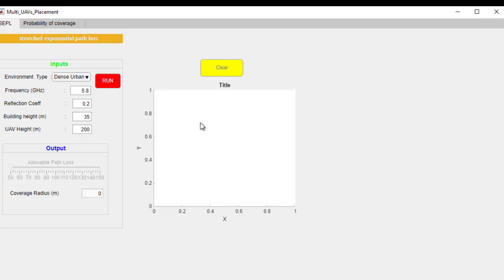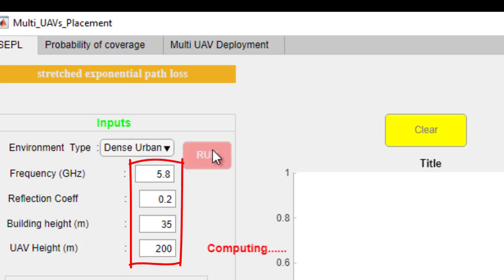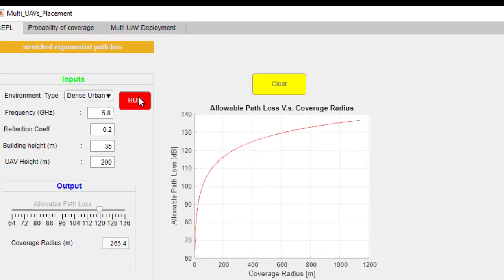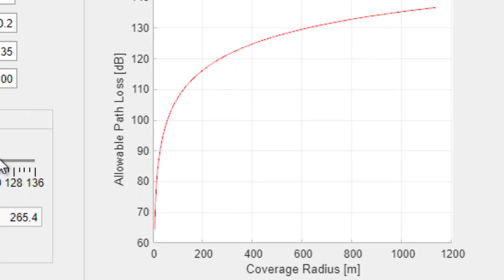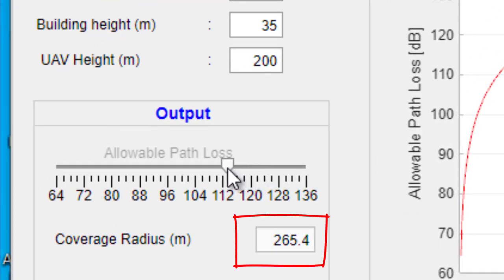The first part of the application is the stretched path loss, SEPL, model calculation. In this part, the user can set the type of environment: dense urban, urban, and suburban. Also, he can set the other parameters of the path loss model: frequency, reflection coefficient, building height, and the UAV height. The output plot displays the coverage radius versus the allowable path loss value. In addition, the coverage radius can be easily found using the maximum allowable path loss slide bar.